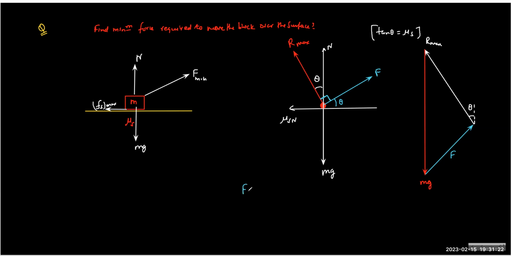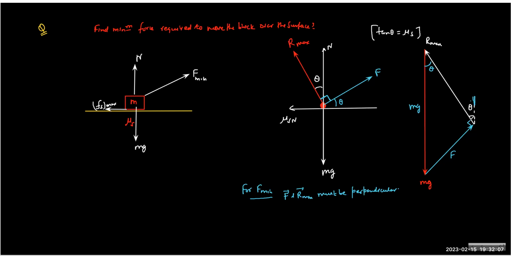So for F minimum, F and R max must be perpendicular. Do you realize this? Which means this angle must be 90. If this is 90, then everything is sorted because this is theta. We know mg and normal are parallel, and vector-wise, you can think this is mg actually.